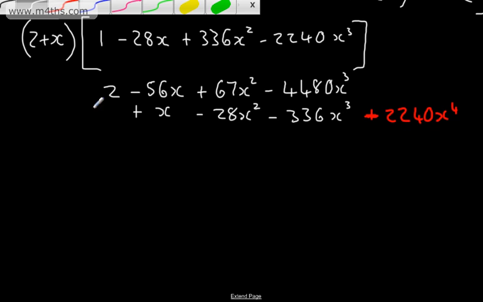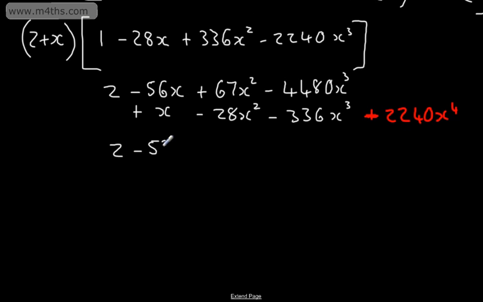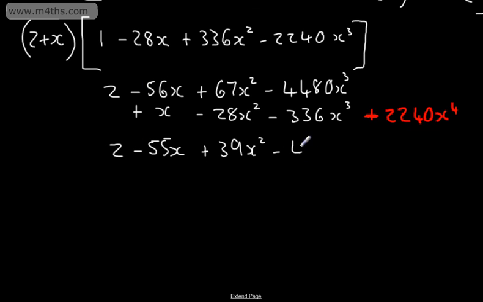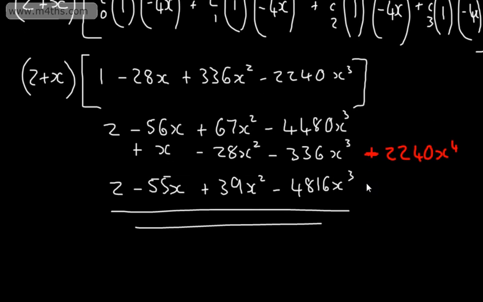So what's that going to give us? 2 minus 55x, and then what are we going to have on there? What's that going to give us? 39 plus 39x squared, and then let's just do this on a calculator. So negative 4480 minus 336, and that's going to give us negative 4816. So negative 4816x cubed. They are the first four terms in the expansion.